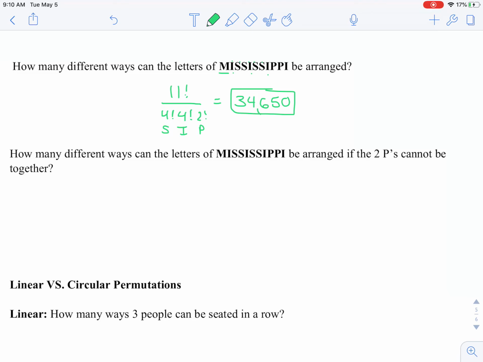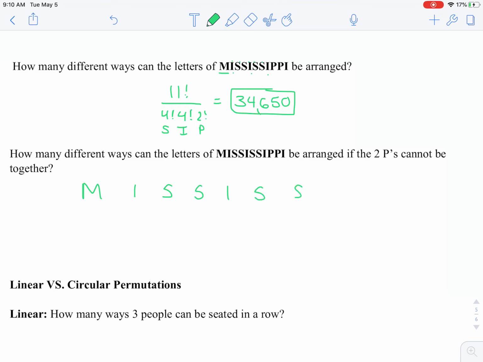Here's a little bit trickier of a problem. How many different ways can the letters of Mississippi be arranged if the 2 P's cannot be together? Okay, so what we're going to do here is we're going to remove the P's, and then we're going to have to be putting them back in different places.